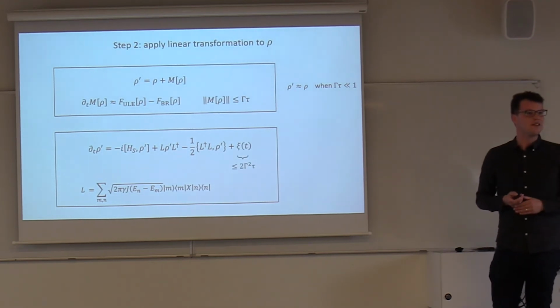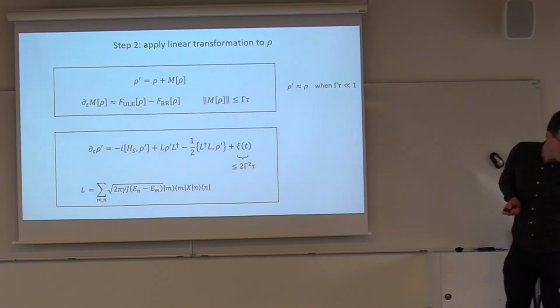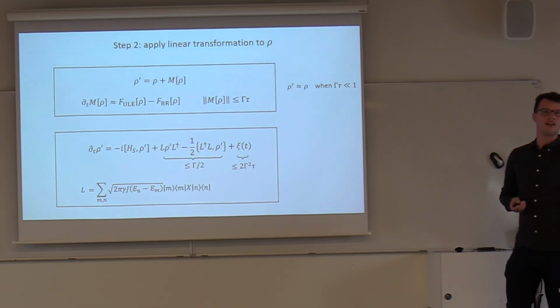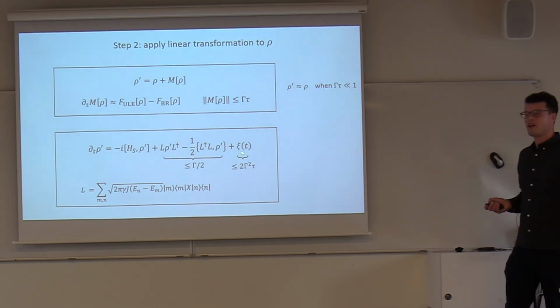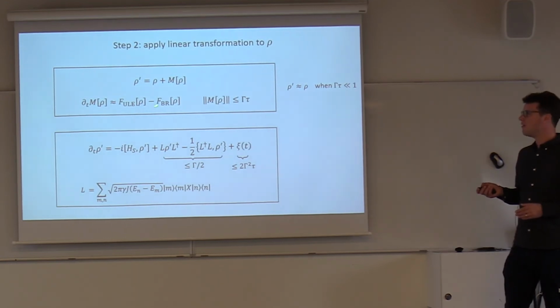And then we have the correction, which is bounded by this number 2 gamma squared tau, while we're able to establish that this term here is bounded by gamma over 2. So you can see that the correction is subleading in this Markovianity parameter. So in the limit where gamma tau is small, we expect that the correction is insignificant, and we also know that rho and rho prime coincide. So that means that in the limit of small gamma tau, this is an accurate master equation for the system.